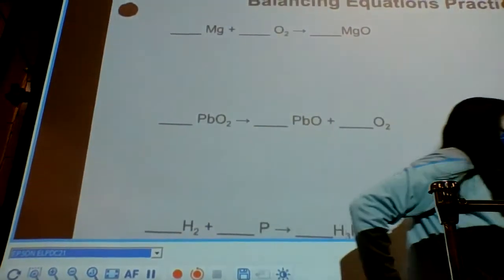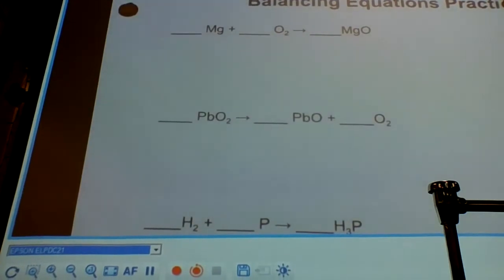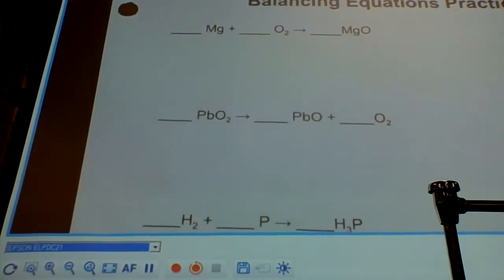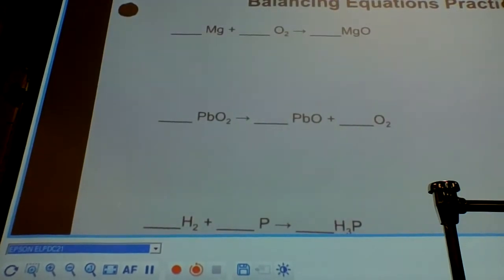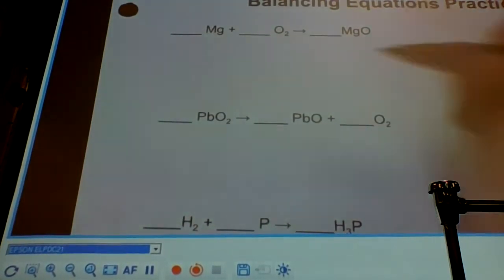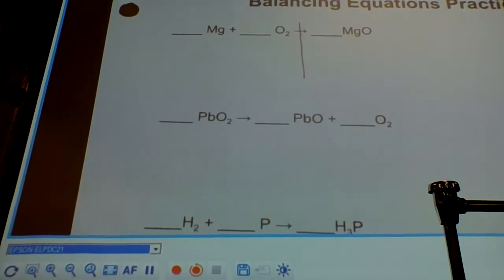Line out balancing equations. Okay, so what is the first thing that I want to do when I balance equations? You have to write out your elements. Make a list, okay, or take inventory. So how do I know the difference between my left side and my right side? Because of the arrow. So what I like to do is draw a line through my arrow. And now this is when I can start taking inventory.